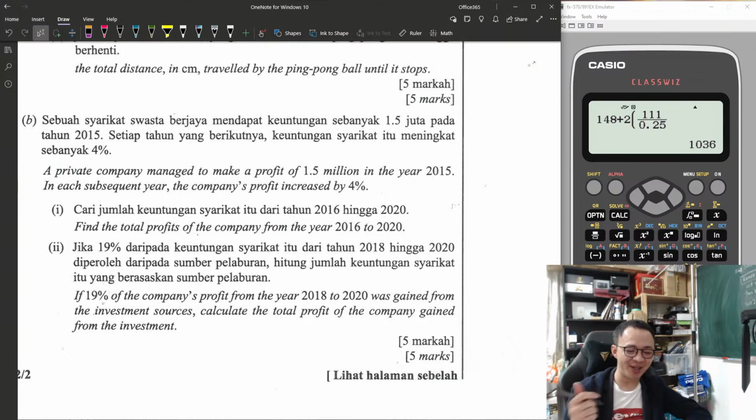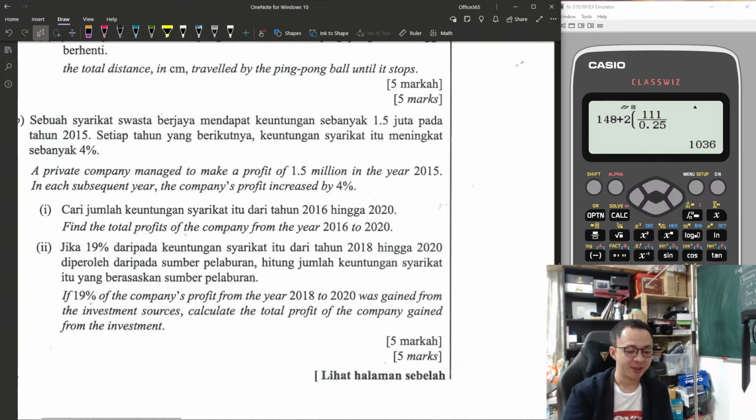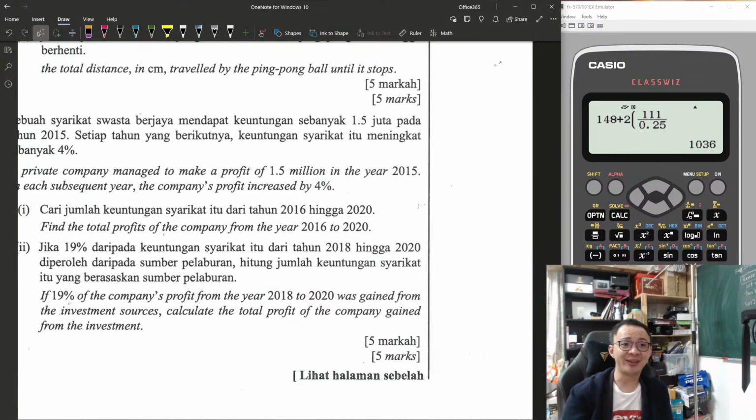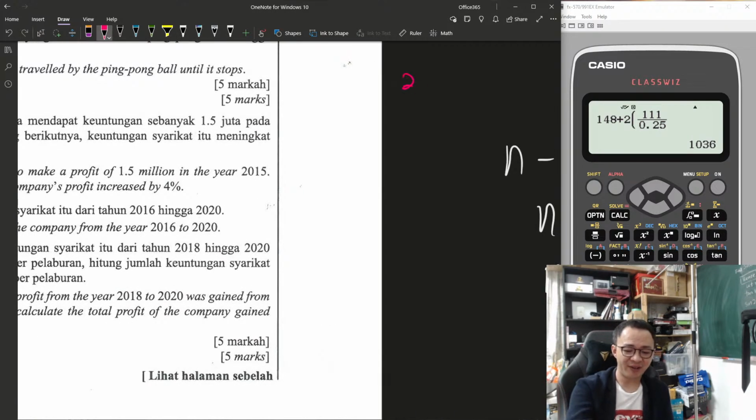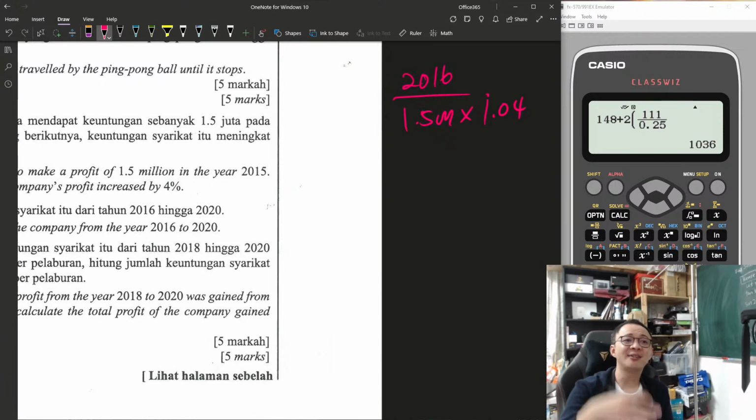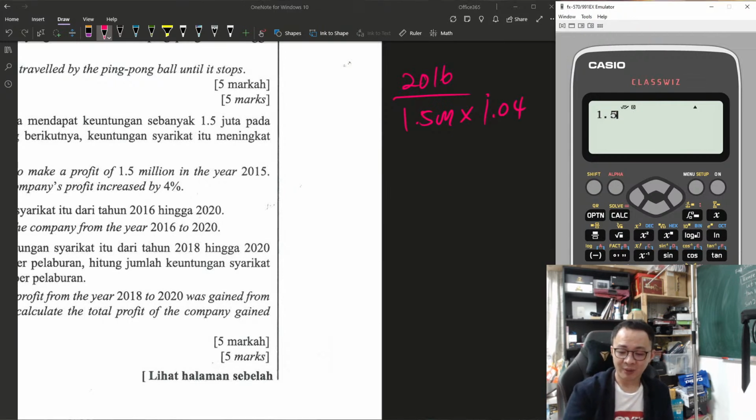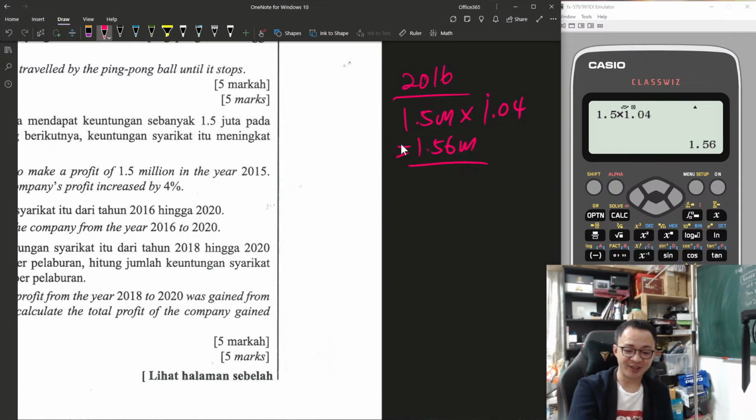A private company managed to make profits of 1.5 million in the year 2015. In each subsequent year, the company's profit will increase by 4%. Find the profit for 2016 to 2020. So I want to know how much I have in 2016. Increase 4%, right? So 1.5 million times 1.04. 100% plus 4% is 104%, so it's 1.04. So I have about 1.56 million in 2016.